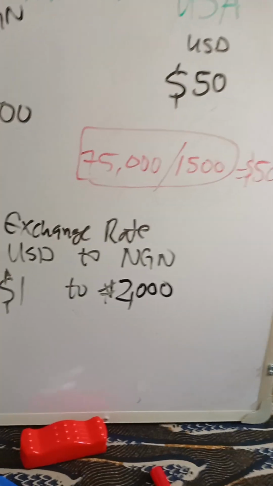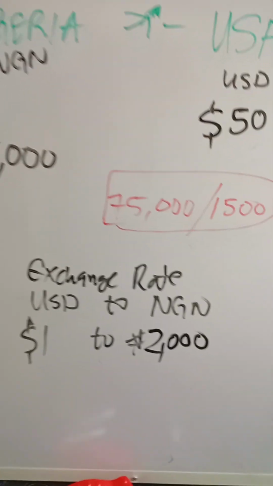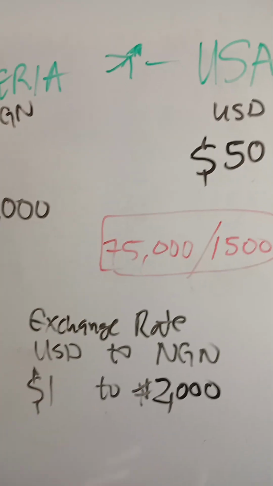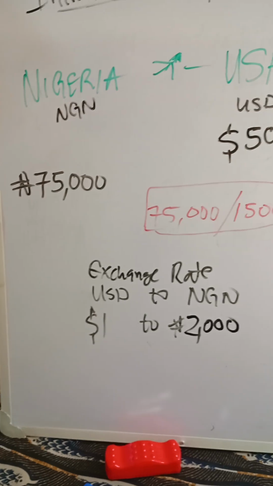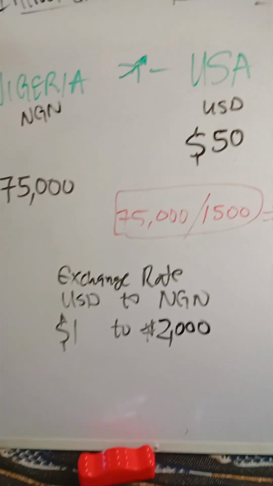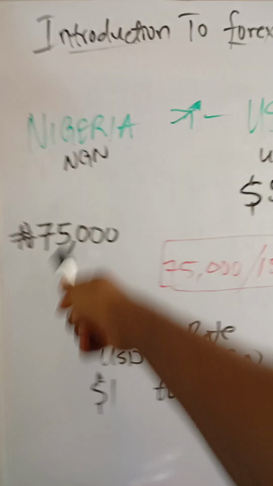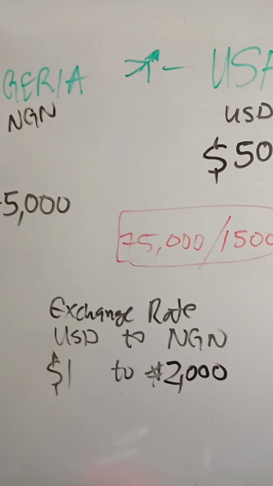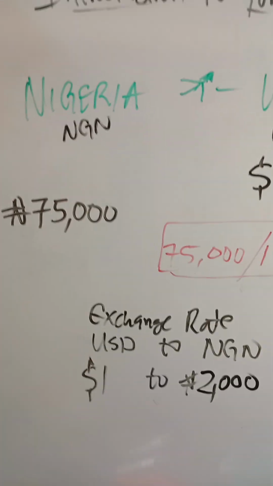Now, when you are going back to your country, Nigeria, my favorite country, guys, we're going back to Nigeria with our $50 because we didn't spend any money in the United States. Now, when you exchange your $50 to naira, guys, you are not going to get 75,000 naira. No, you won't get your 75,000 as you originally had. At first you had 75,000 naira.